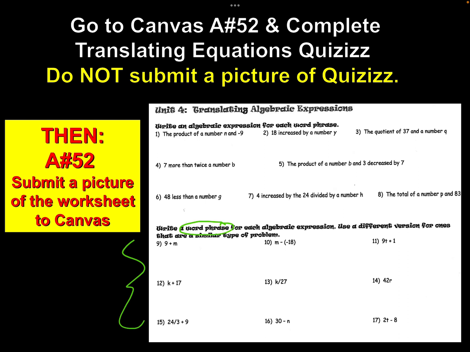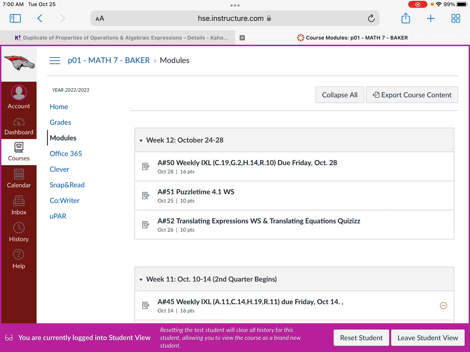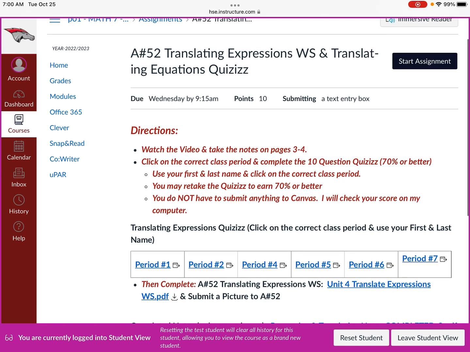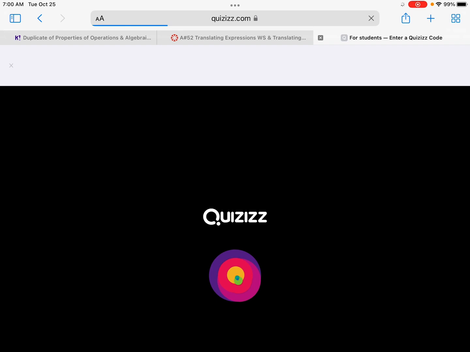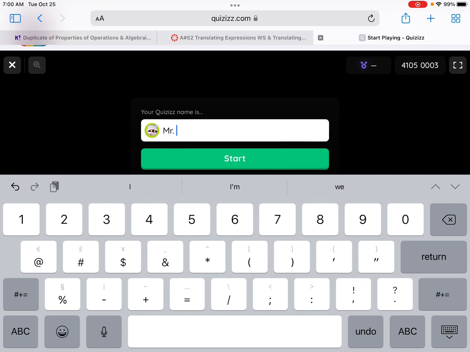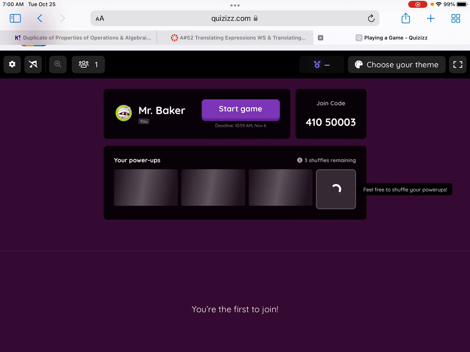I'm going to jump into Canvas. So what you're going to do is go to Canvas. Once again, you can just go to modules, or you can click on our agenda screen. Once you get in here, you're going to go to assignment 52, and you will notice that you have a submission button, where you're going to submit the worksheet. But first you're going to go to your class period. I'm going to choose 7. You're going to click on your class period and type in your name, first and last name. This is only 10 questions. You'll hit start.